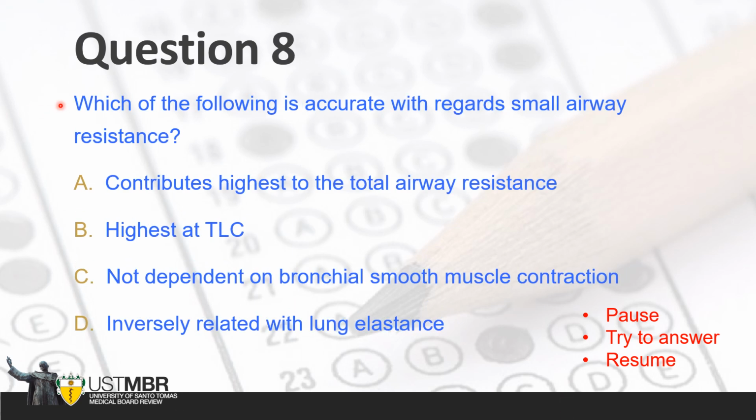For number 8, it asks us which of the following is accurate with regards to small airway resistance. A. It contributes highest to total airway resistance. B. Highest at TLC. C. Not dependent on bronchial smooth muscle contraction. And D. Inversely related with lung elastance. Again, I'd like you to pause, try to answer, then resume.